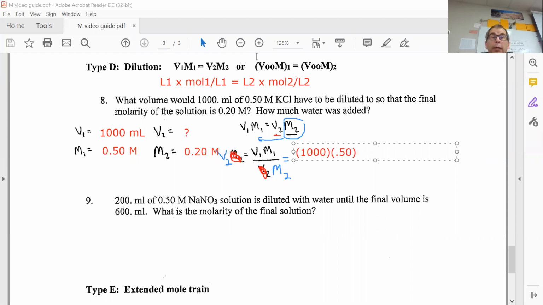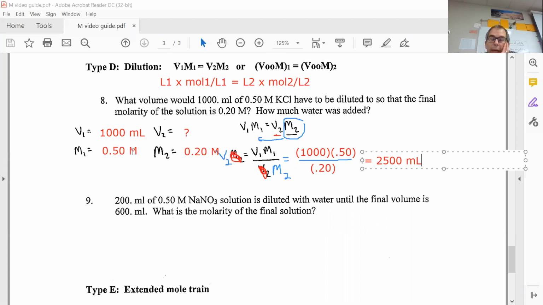Then I'm going to divide that by my molarity 2, which is 0.20. And what do I end up with? 1,000 times 0.5 over 0.2. I punch that into my calculator and I get 2,500 milliliters.